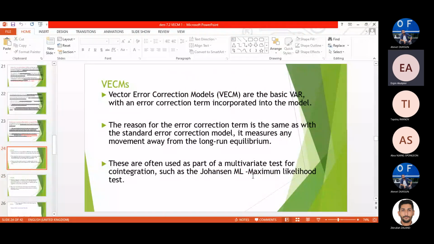The vector error correction model is the basic VAR with an error correction term incorporated into the model. The reason for the error correction term is the same as with the standard error correction model. It measures any movement away from the long-run equilibrium, and these are often used as a part of multivariate tests for co-integration, such as the Johansen maximum likelihood test.